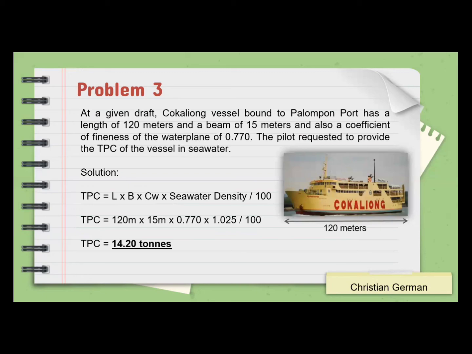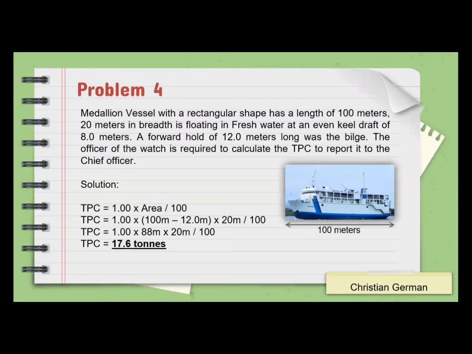For the solution, we have the formula TPC equals length times B times CW times seawater density over 100. So simply distribute each value: 120 meters times 15 meters times 0.770 times 1.025, which is the value of the salt water, over 100. So you can get the answer of 14.20 tons. Next slide, please. So another problem.